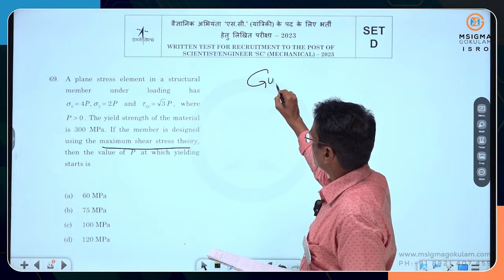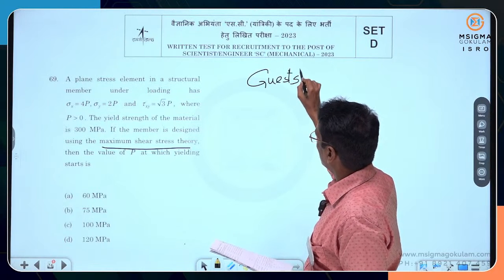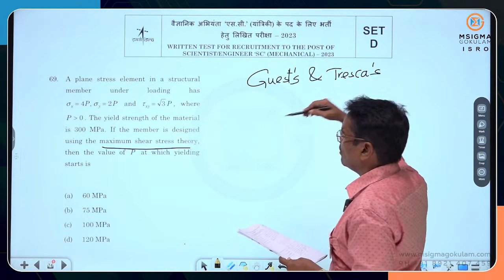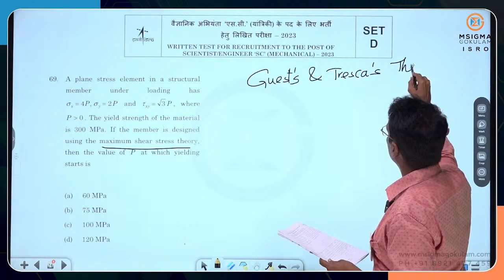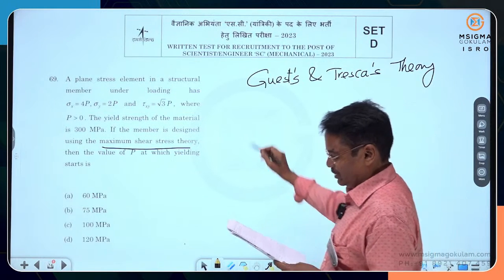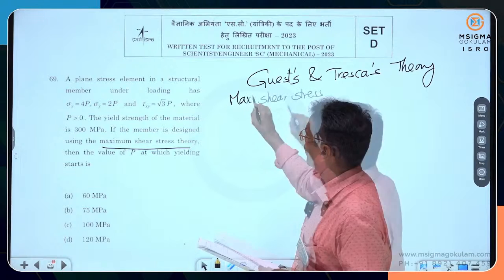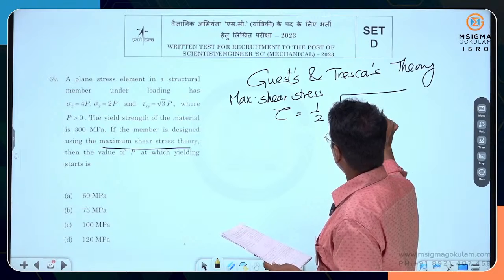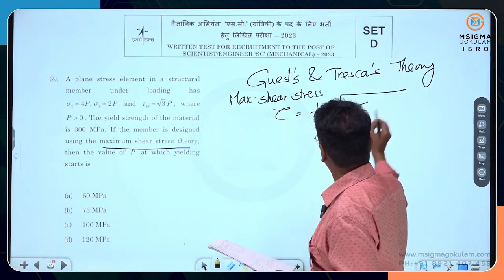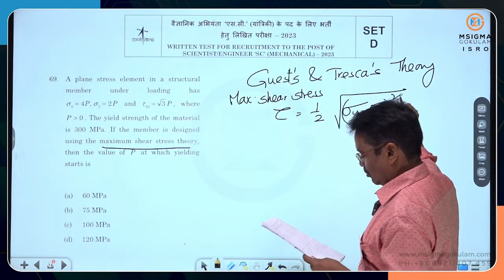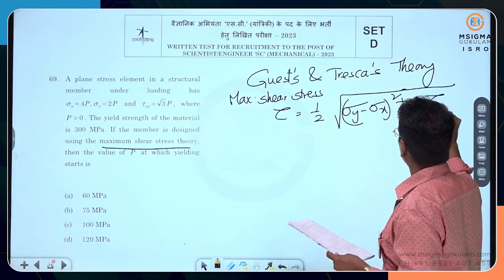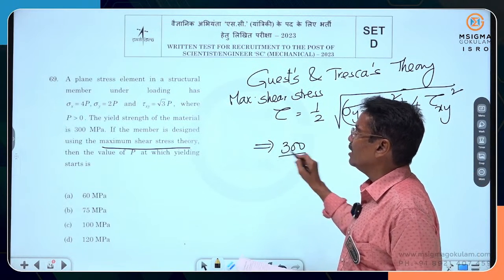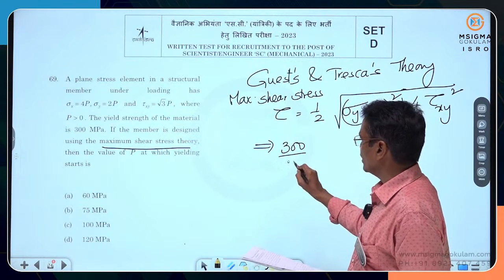This is also called Guest's and Tresca's theory. Maximum shear stress theory is also known as Tresca's theory. The maximum shear stress tau is given by half into the square root of (sigma y minus sigma x) whole square plus 4 tau xy square. This maximum shear stress will be exactly half of the yield strength of the material.